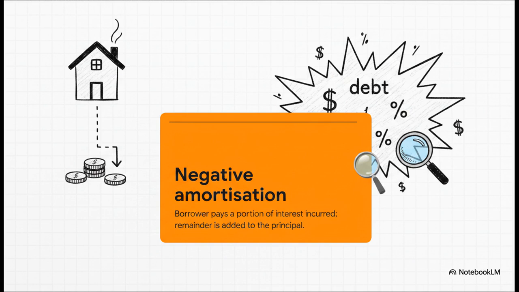Imagine you make your required monthly mortgage payment right on time, every single month. But because that required payment is set so artificially low, it doesn't actually cover all the interest the loan generated that month. So what happens to the leftover interest? Well, it gets tacked right back onto your total debt. So despite making your payments, your total principal balance is actually going up.